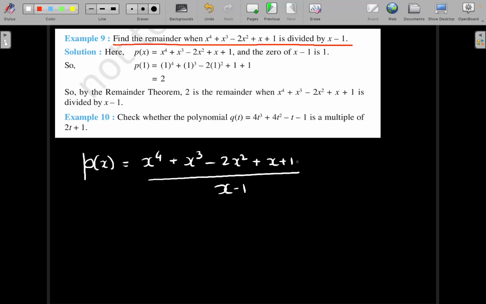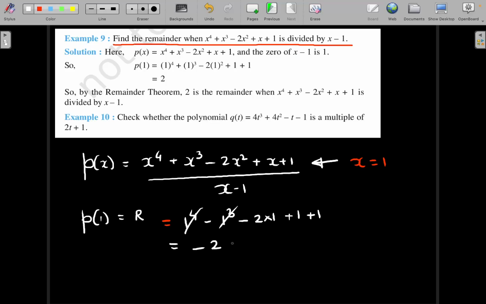He's not asking for the quotient, he's only asking for the remainder, and the remainder theorem says that it is simply equal to p of 1. So let's calculate p of 1. All you need to do is put the value of x equal to 1 in this polynomial. So p of 1 is equal to 1 raised to 4 minus 1 cube minus 2 into 1 plus 1 plus 1. This is 1 minus 1 gone, minus 2 plus 2.